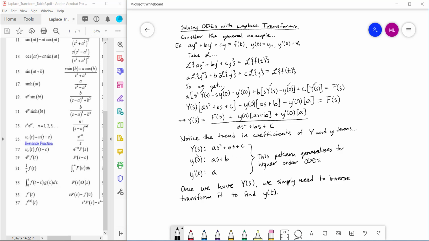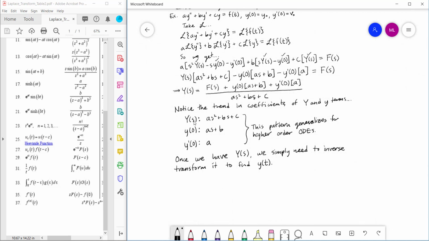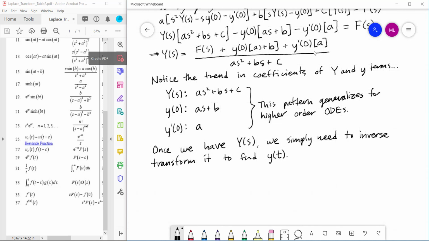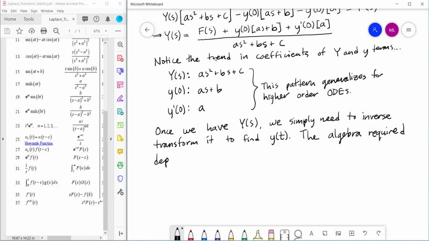The coefficient of our y of s matches the form of the characteristic equation, and it winds up being the denominator 100% of the time, the denominator of our y of s that we're trying to solve for. So that's going to play an enormous role in basically what the algebra here looks like. How does the algebra to clean this term up proceed? The algebra required depends on the form of that characteristic equation.